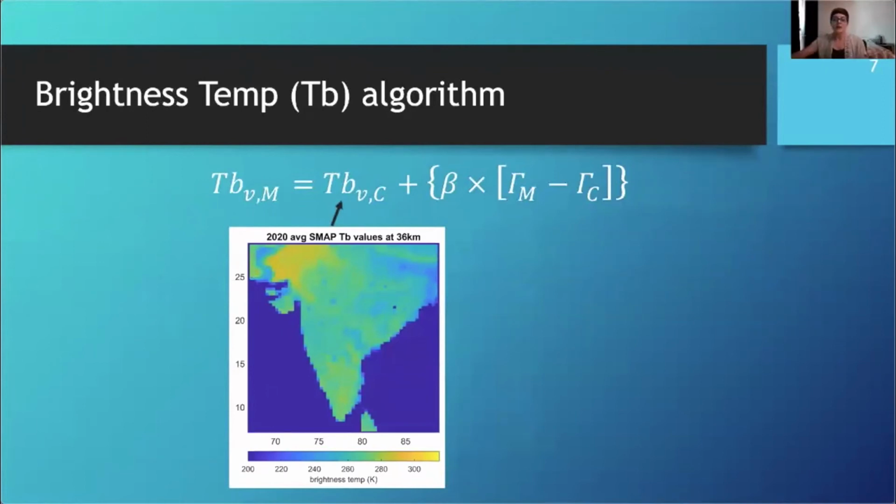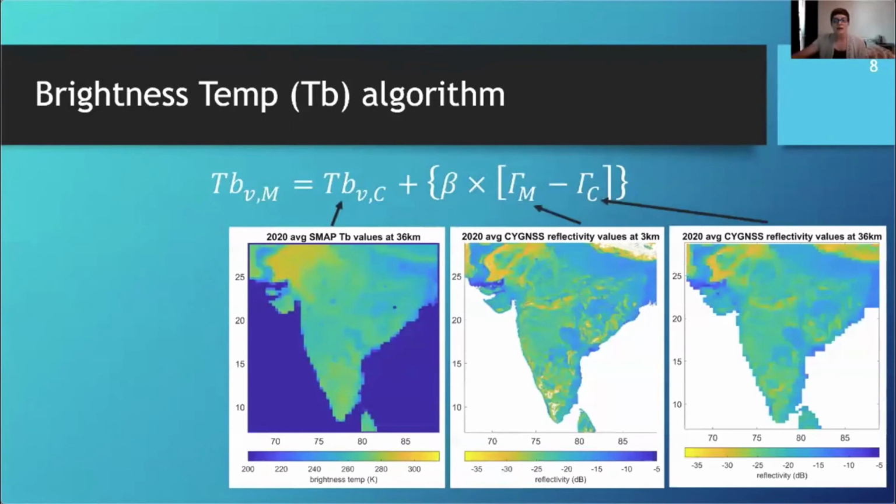is for coarse scale. For each term, I've included an example map of India with values averaged over the year 2020. So this map is showing the average SNAP 36-kilometer brightness temperatures for 2020. The second term on the right-hand side includes beta, which I'll talk about in the next slide, multiplied by the difference in coarse and intermediate scale Cygnus reflectivity values. The intermediate scale map in the middle shows average Cygnus reflectivity values at the 3-kilometer scale for 2020, and the coarse scale map on the right shows average Cygnus reflectivity values at the 36-kilometer scale for 2020.